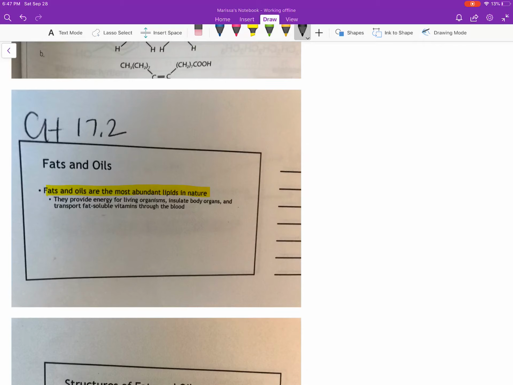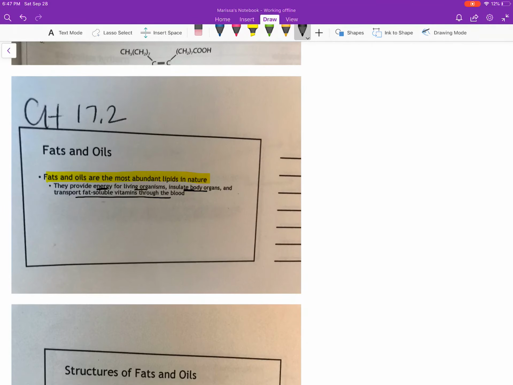They provide energy for living organisms, insulating body organs, and then transporting fat-soluble vitamins through the blood. So it's not just responsible for one thing, they are responsible for a lot of really important things. Energy, insulation for our organs, and then transporting vitamins that are fat-soluble through the blood. So they have to be soluble in fat, meaning they have to dissolve within fat and oil to be transported.